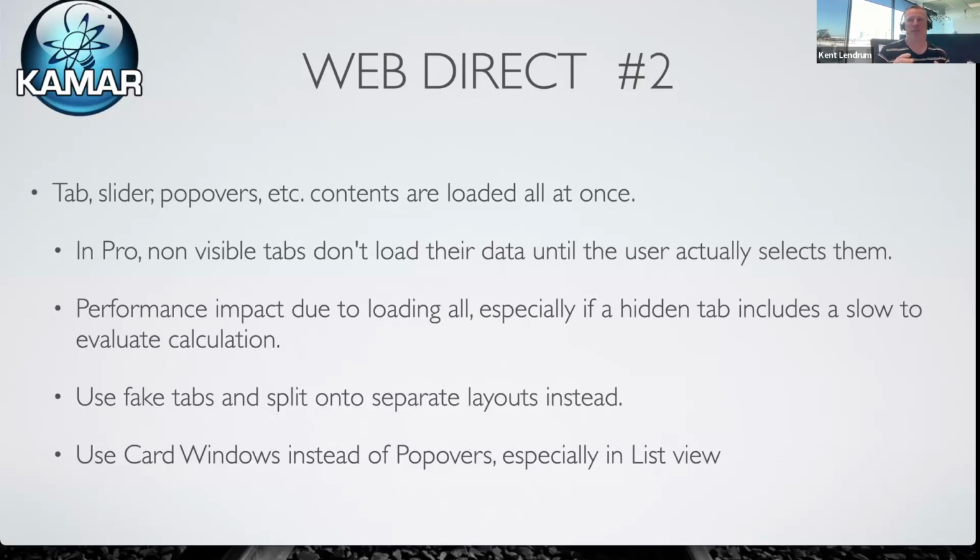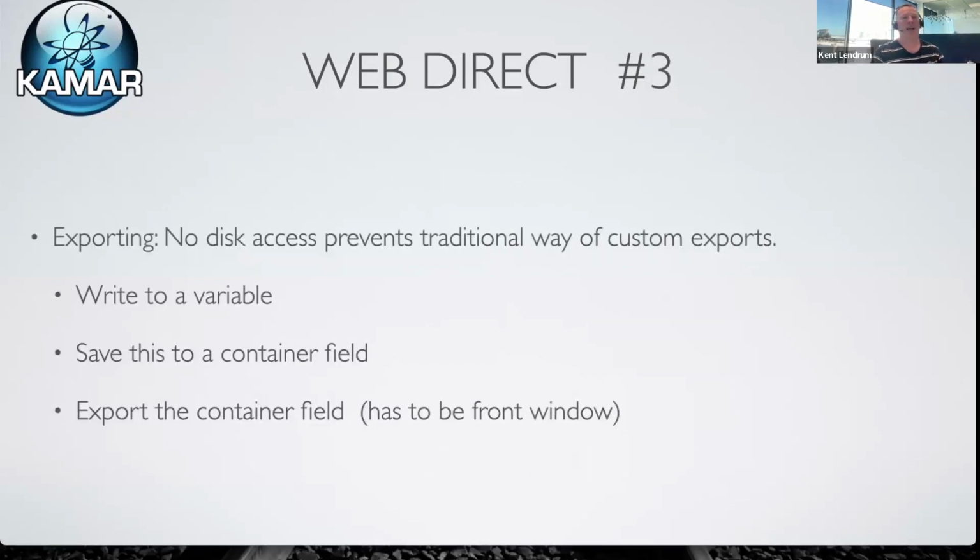We don't worry when the tabs just have the same record data, but when the other tabs have related data that's slow to load, then we'll introduce fake tabs instead. So we end up using 4 layouts when we could have got away with 1 layout with a tab set. The other thing we now do is we use card windows a lot instead of popovers. And again, it's about that whole loading of the popovers, especially in list view where you've got a popover against each record. So those are things to keep in mind when you're developing for WebDirect.